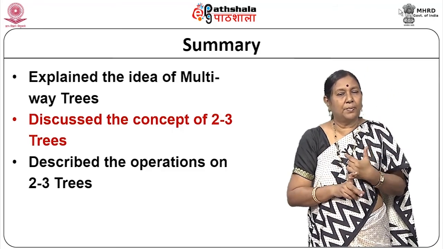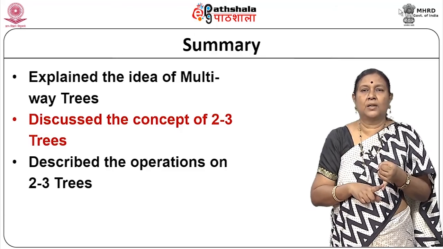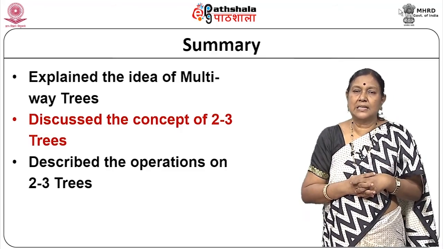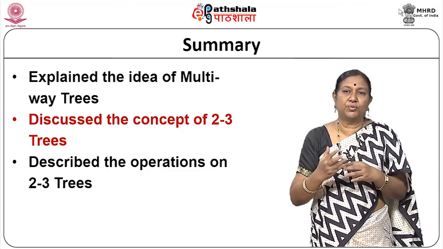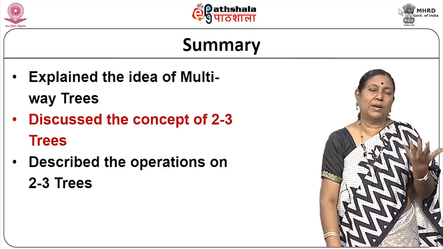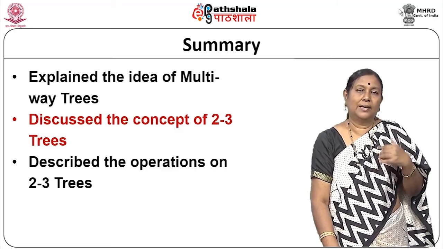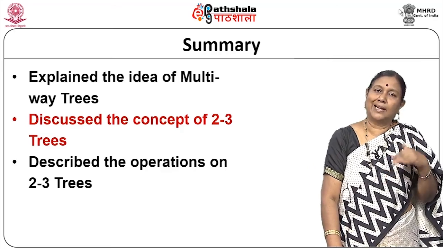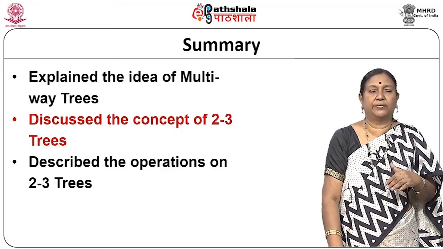So, we described operations on 2-3 trees, search, basically we discussed insertion and deletion. When the property of 2-3 trees becomes violated, what happens? One, it became overfull, one it could become empty. So, in the next module we will be talking about another type of multivariate search tree, the 2-3-4 tree.